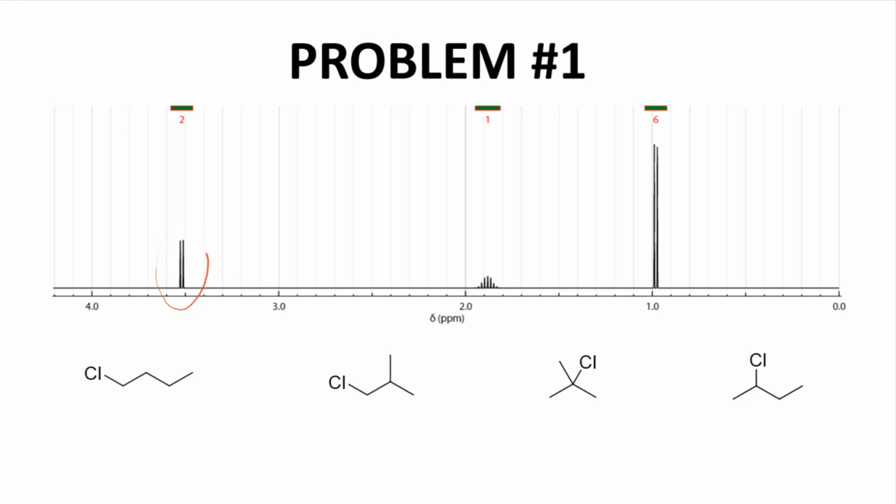That's a nice clean doublet. That looks like a nice clean doublet. This is probably three signals, so three different types of hydrogens in the molecule. So it's a fairly simple molecule.